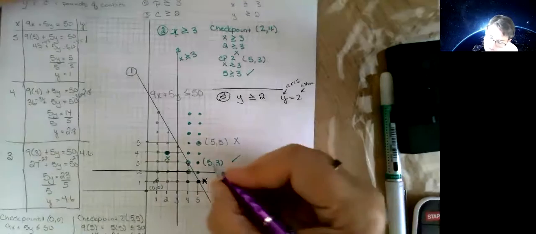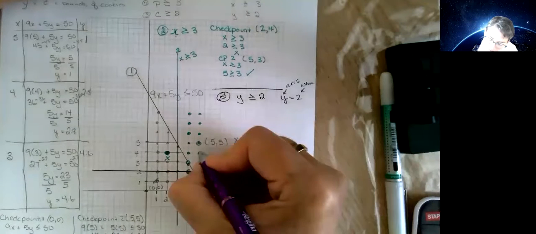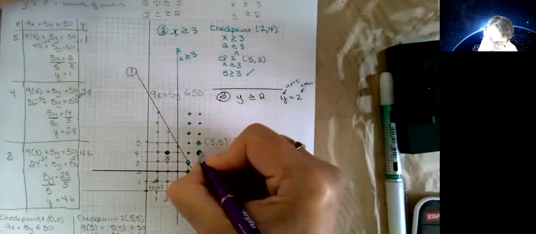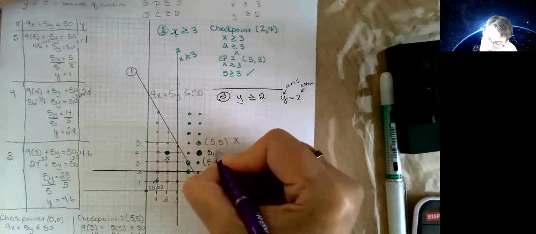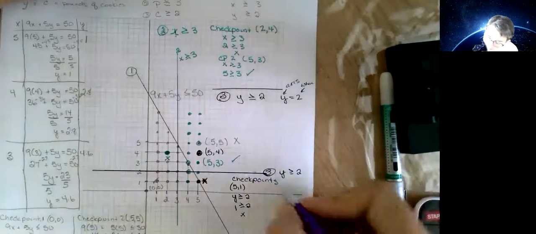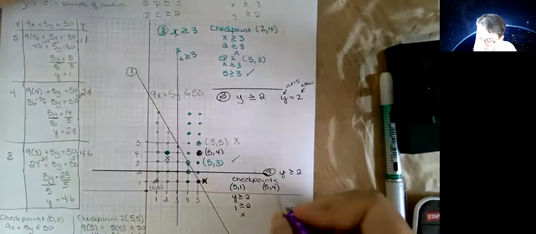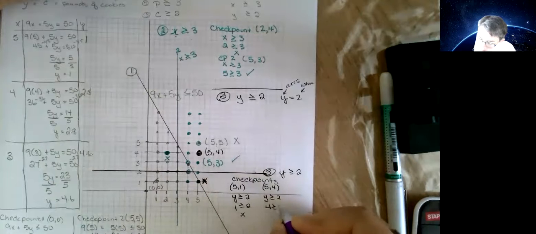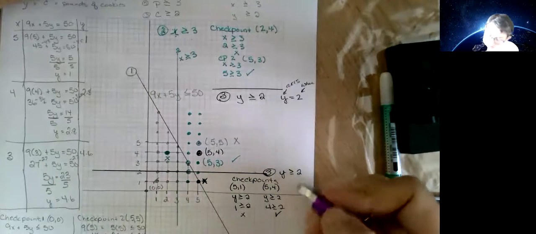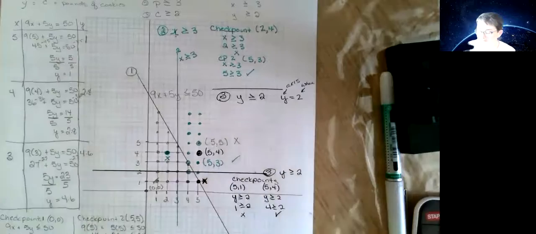And then we need to do something on top of the line. Let's use that one, which is 5 over and 4 up. So we got y is greater than or equal to 2. 4 is greater than or equal to 2. So this one is okay. So you got that?